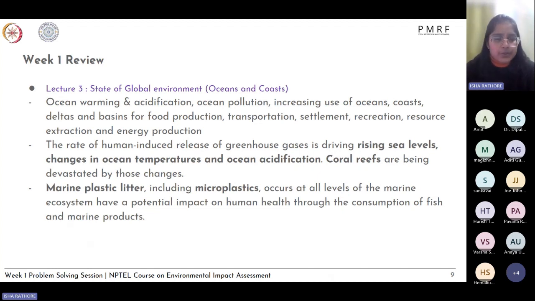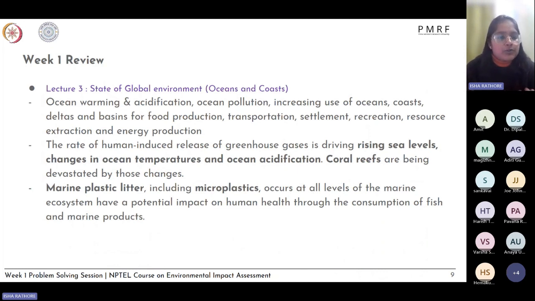We also saw that the rate of human-induced releases of greenhouse gases is driving rising sea levels, also causing changes in the ocean temperature and ocean acidification, which is further affecting the ocean ecosystem. Also, coral reefs are being devastated by those changes.